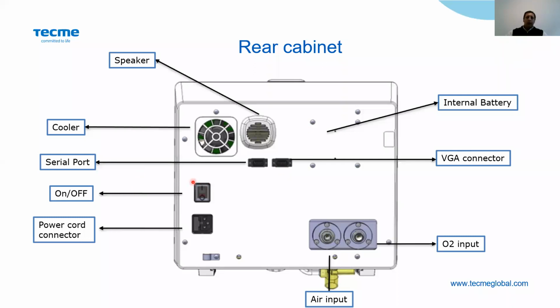Also, we have here the on-off switch. With this key, we are going to turn on and turn off the machine. Then we have the power, where we are going to connect the main power supply. Our machine nowadays works with 110 voltage up to 240 voltage, so it has a switch power supply. So it's going to adjust automatically according to your main power supply.